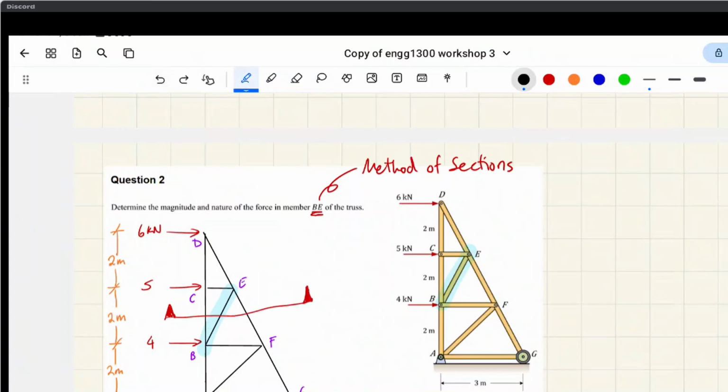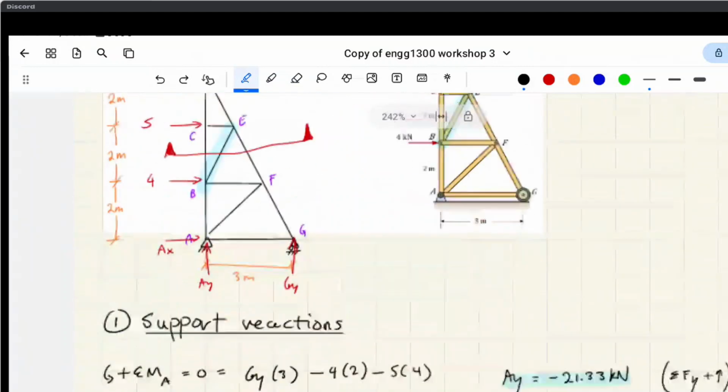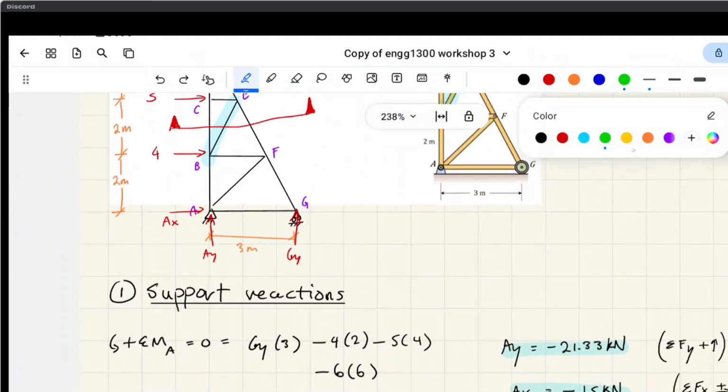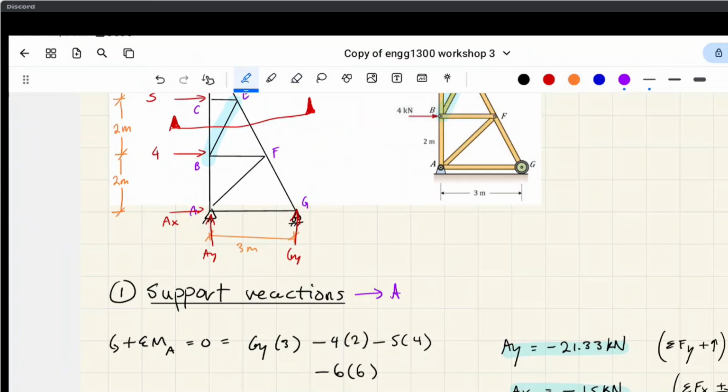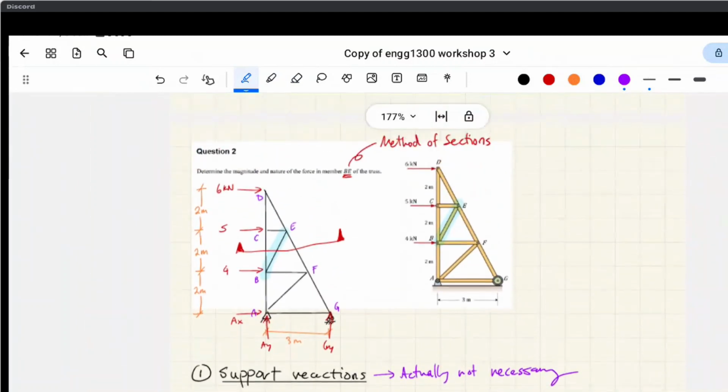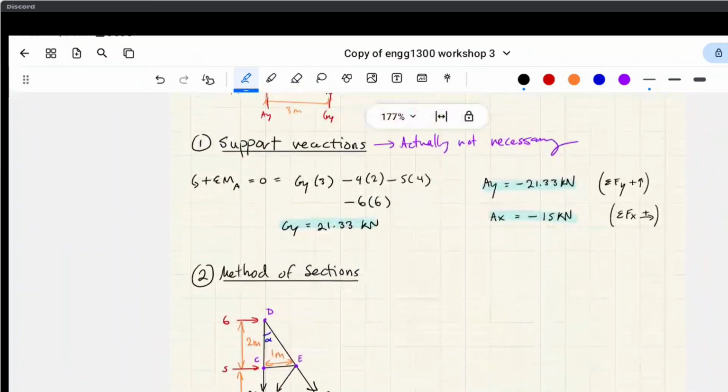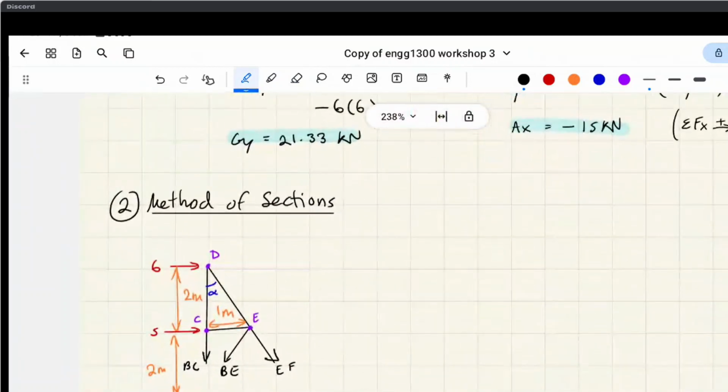Actually, the supports are not necessary. I just calculated them just to do it. If you want to solve for the bottom half, you can and then check, but the top half I think is easier. Here's the diagram for it.